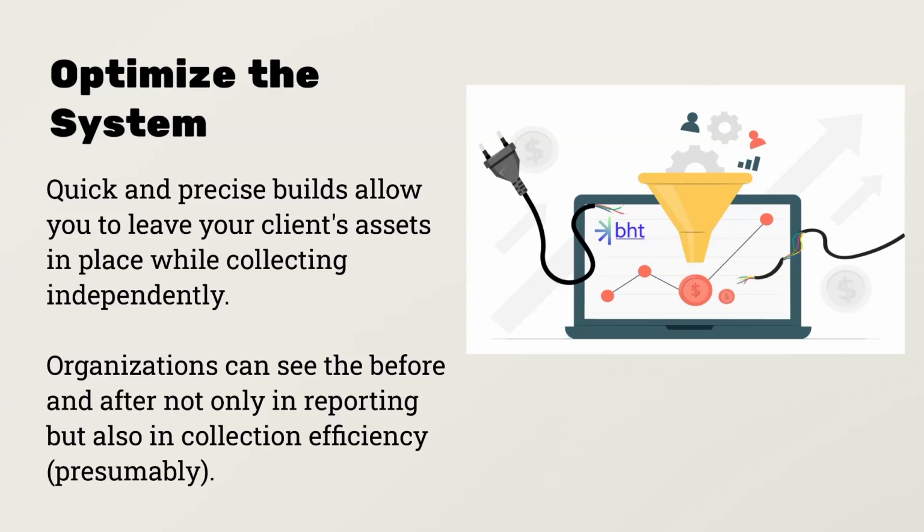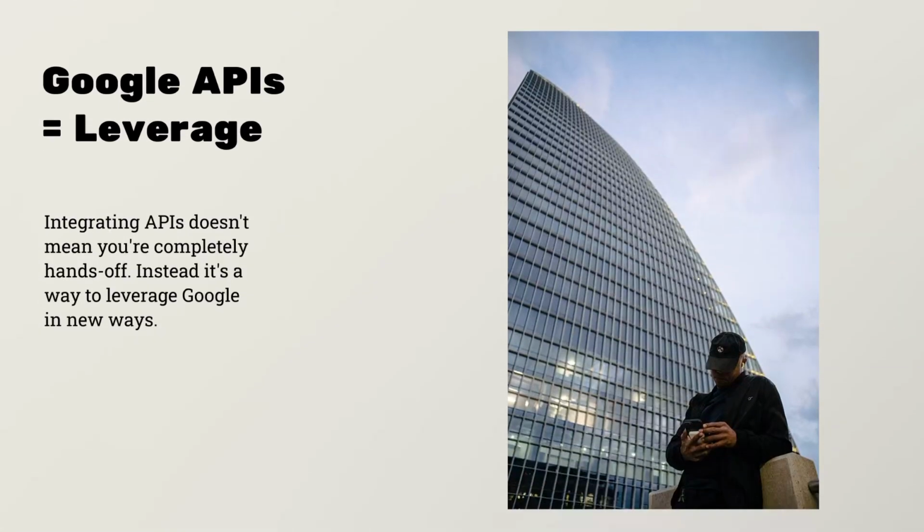So the idea here is to optimize the system and put the onus on having the best system possible. For me, this is all about leverage. So Google APIs equal leverage, and also a better understanding of the whole menu.